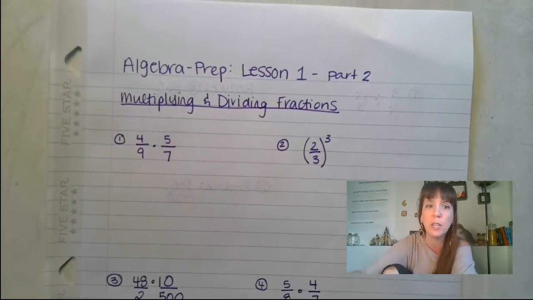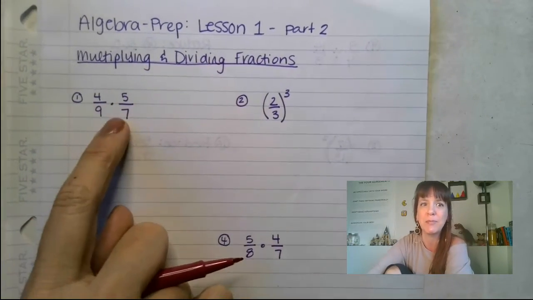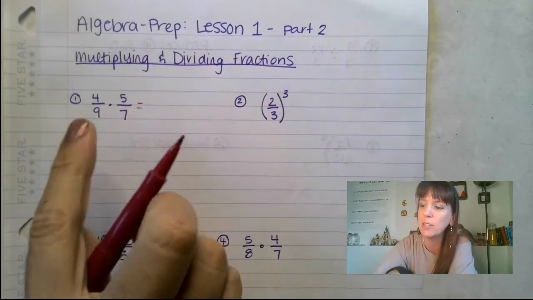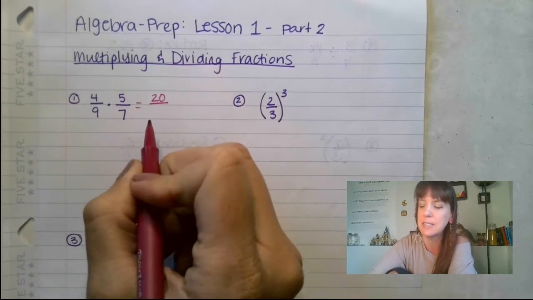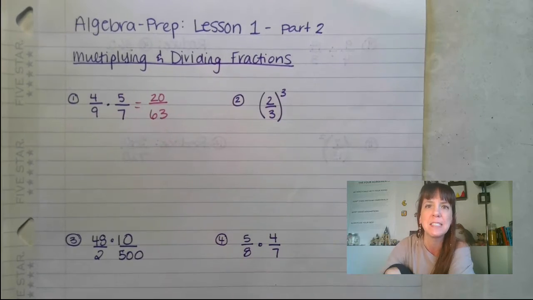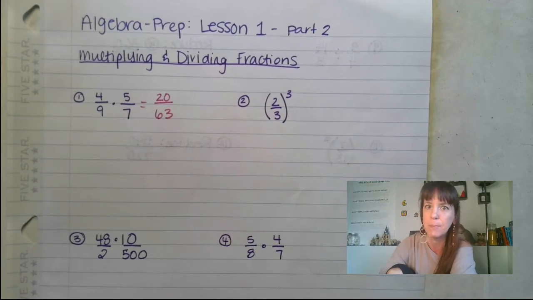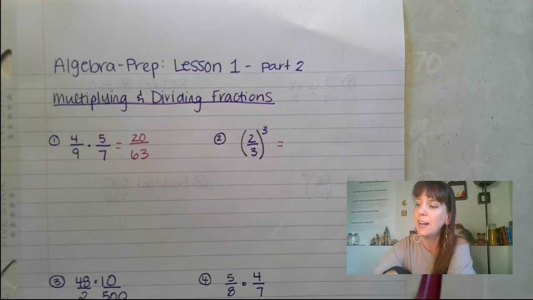Okay, so here's what we're gonna do today. We're gonna talk about this guy, 4 9ths, 5 7ths. Like I said, multiply straight across the top, 4 times 5, 20. 9 times 7, 63. I do these by myself, so if I ever make a mistake, you gotta let me know. Now, so that's all it is.